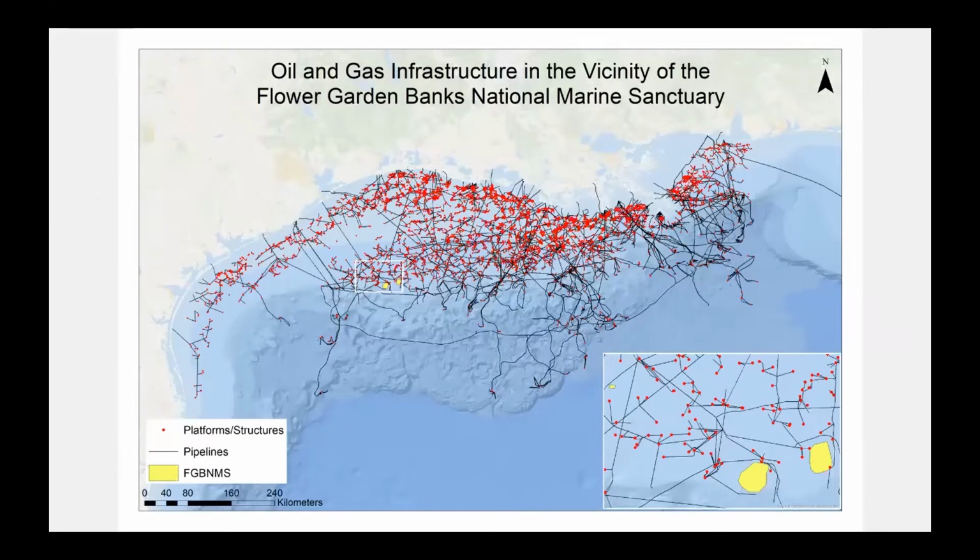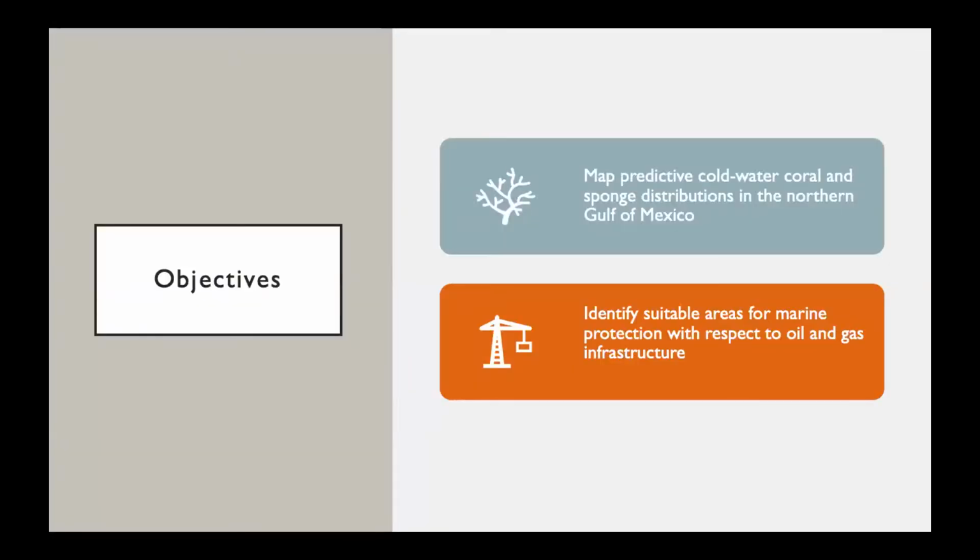So you see here in yellow is the Flower Garden Banks National Marine Sanctuary. It is split up into three parts. Right here we have the Stetson Bank, and then we have the West Flower Banks and the East Flower Banks. So looking at this holistically, it's not a lot of area that's conserved for how much oil and gas infrastructure there is. So for this project, we set out to map predictive cold water coral and sponge distributions in the northern Gulf of Mexico, and then identify suitable areas for marine protection with respect to oil and gas infrastructure.